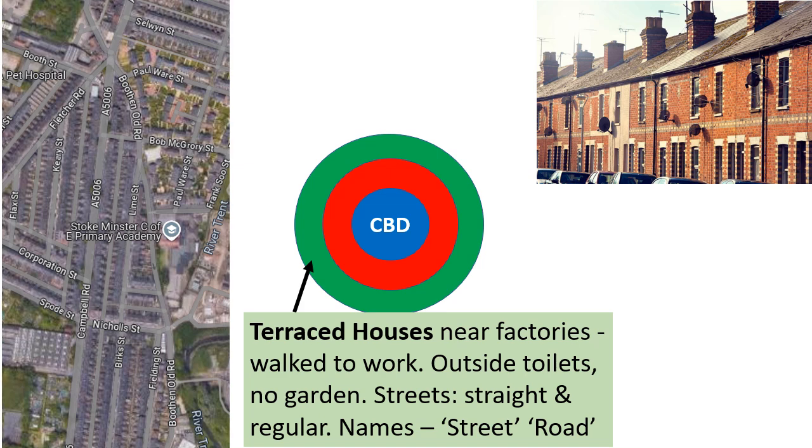Now the next zone out is an area of terraced houses. So those on the top right of the screen there, you can see those are houses that are all stuck to each other. And typically, in the old times when they were first built, they would have outside toilets at the bottom of the yard. So typically no garden, maybe a yard.